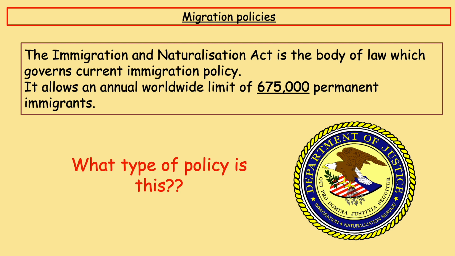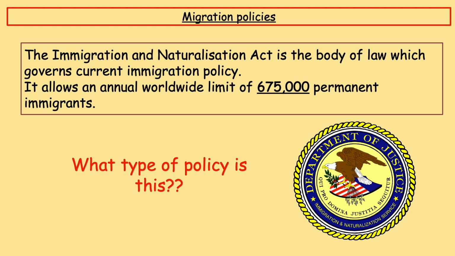So, the migration policy of the USA then. The Immigration and Naturalisation Act is the body of law which governs current immigration policy. There are periodic amendments, including the Immigration and Nationality Acts, and later on I will direct you to have a look at one of these. It allows an annual worldwide limit of 675,000 permanent immigrants, and I just want you to take 30 seconds to think back to our lesson on different government policies.